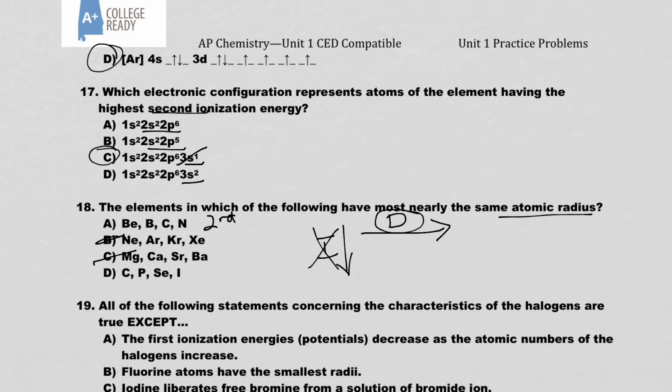carbon, phosphorus, selenium, iodine. That's kind of like a diagonal. It's not even in the same group, but again, each new period is a whole additional energy level of electrons. So there's no question in this of those choices, we would have to pick the atoms that are in the same period.